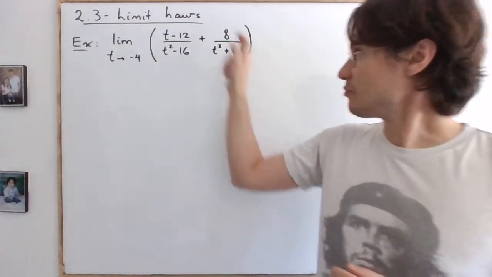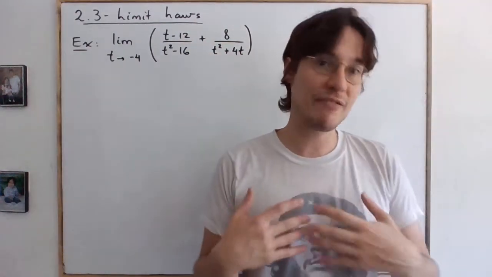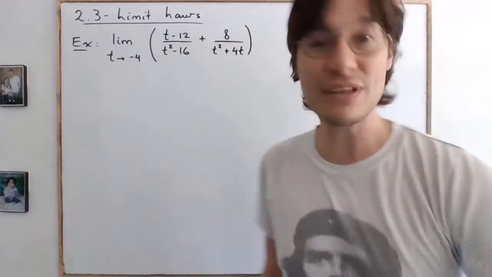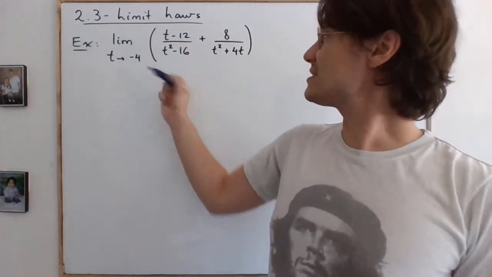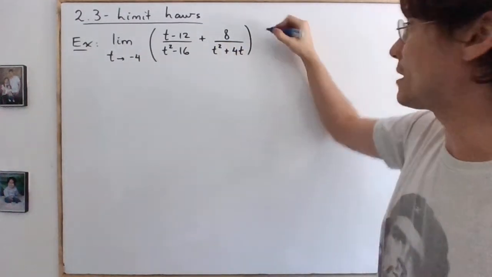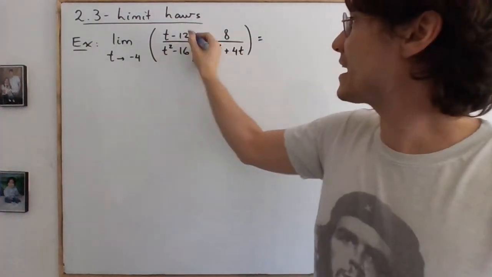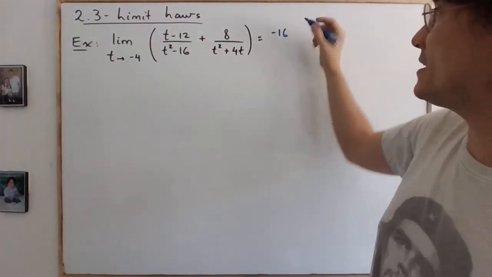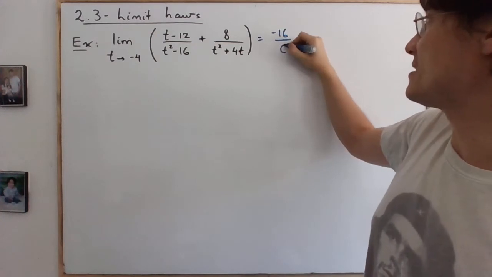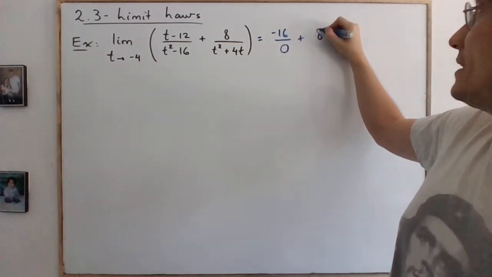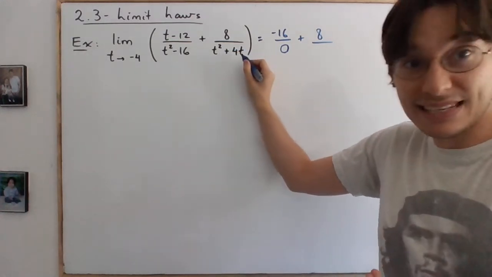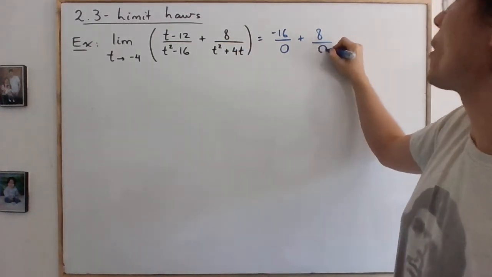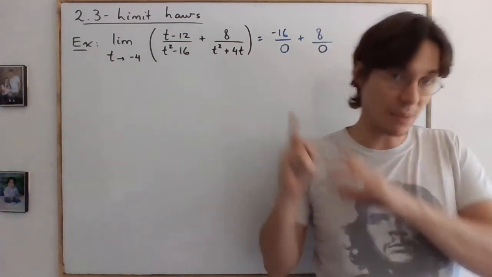So, okay, the first thing you do whenever you compute a limit is to directly substitute. In other words, you replace t with -4 and see what comes up. So -4 minus 12 is -16. 16 minus 16, 0. Plus 8 over, here we have 16 minus 16 again, so 0. Okay, something weird is happening.